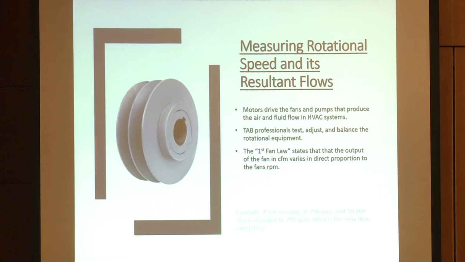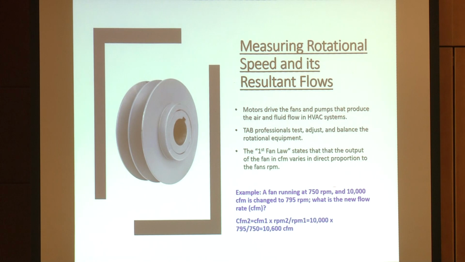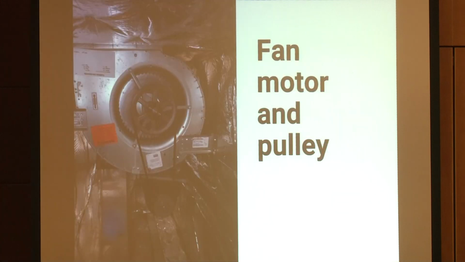Here's what we're trying to do here. We're trying to take a fan that's running at 750 RPM and 10,000 CFM, and it's changed to 795. So what's the new flow? Obviously, we use our fan law, do the math, and it goes from 10,000 to 10,006. So that's one example.